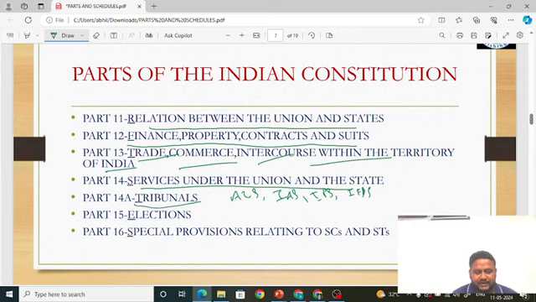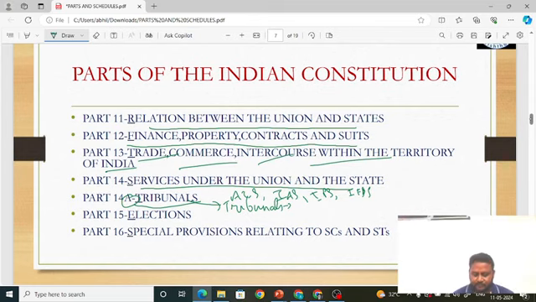Okay, part 14A. Why A is here? It was added through an amendment. Tribunals. Tribunals are like courts, but where justice is delivered very fast. Already courts are burdened with so many cases, so to ensure that in certain cases the judgment is delivered very fast, and due process of law is followed in a quick manner, tribunals are set up. That is set up through Article 323A. Who can set up the tribunal, we will learn when we go to the judiciary chapter. We will learn about Supreme Court, High Court, and also about tribunals.